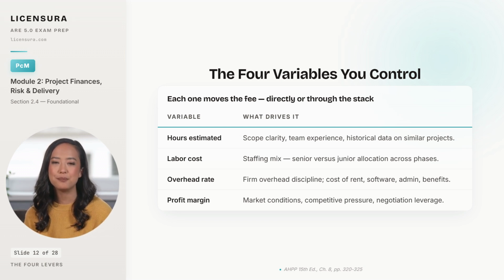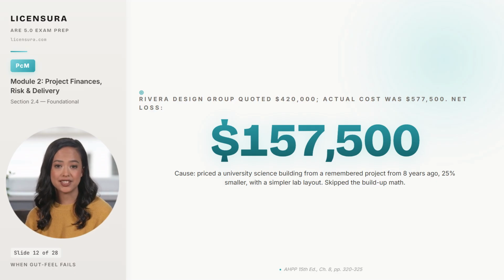When firms skip the build-up math, the consequences are concrete, and they show up on the income statement. Rivera Design Group priced a university science building using gut feel. They referenced a project from their portfolio, adjusted the fee slightly upward for the larger scope, and proposed $420,000. The actual project consumed 4,200 hours, and the actual cost to deliver it was $577,500. The net loss to the firm was $157,500 on a single engagement.